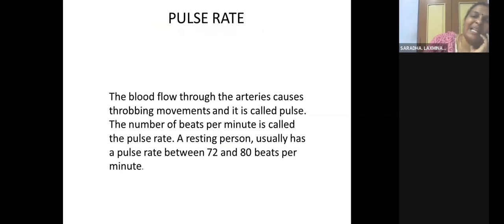So what is pulse? The blood flow through the arteries makes a throbbing movement. We call it pulse. The number of beats per minute is called pulse rate. For a resting adult, it's 60 to 80. It doesn't mean 82 is abnormal; it is only an average. So we have to insist the child find it using his fingers, in the places where we can feel the pulse rate.